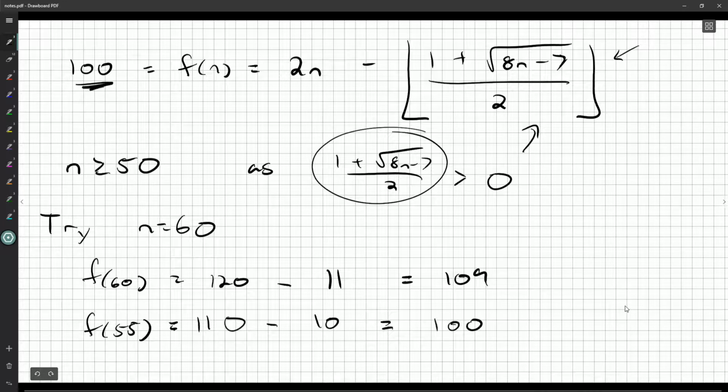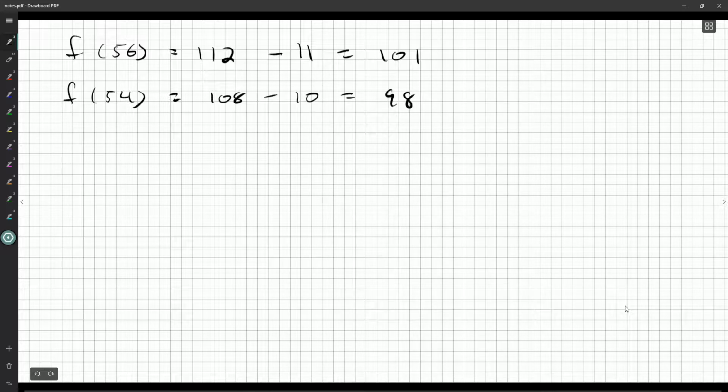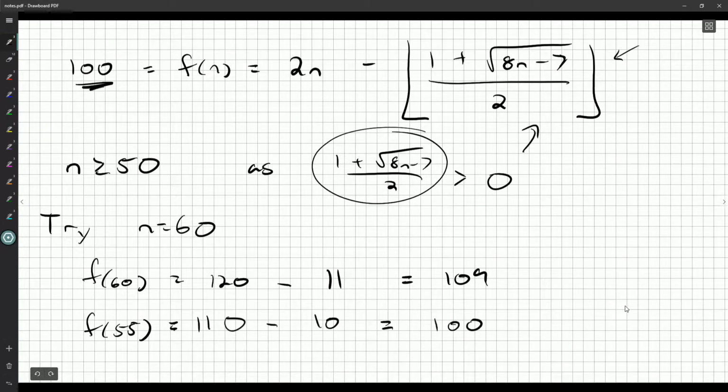Now, they said all values, but they didn't say all values, they said a value. So now I'm kind of curious, would 56 give us 100 as well? So doubling that would be 112 minus, and then 56 times 8 minus 7, 441. So its square root is exactly 21. Interesting. 21 plus 1 divided by 2 is 11. And that's actually 101. So that's just a little bit more. 54 shouldn't. 54 should be 108 minus 10, which should be 98. Okay, so there is really just the one value, f of 55.